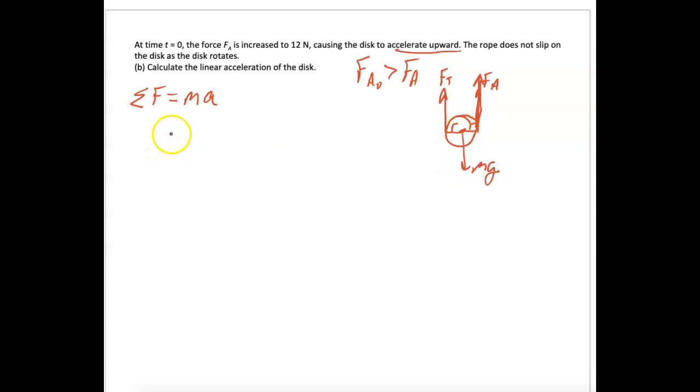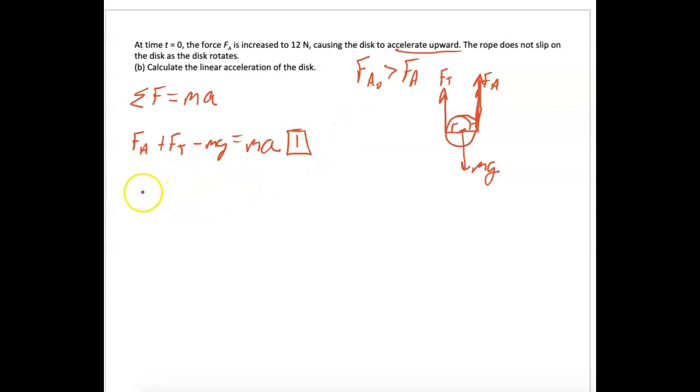So if we do the sum of the forces here, what we're going to do is we're going to say Fa plus Ft minus mg is equal to mass times acceleration. So that's the first part, and we're going to call this equation 1, so I'm going to put it in a box.